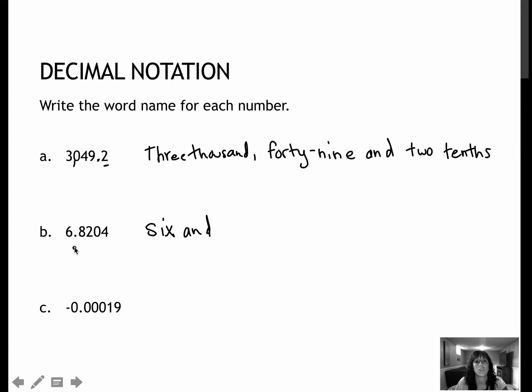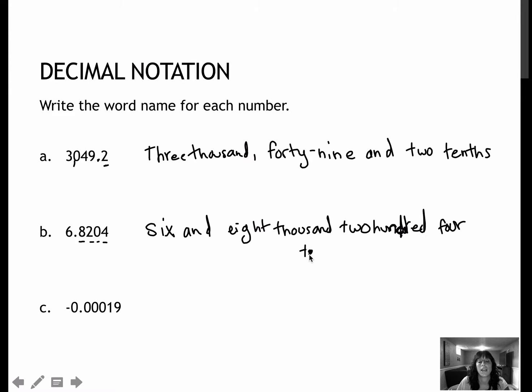My next number to the left of the decimal, I have 6, and that lets me know that's where the decimal is. To the right of the decimal, I have 4 decimal places. This is the tenths, hundredths, thousandths, 10,000ths. So on the right side, I'm going to write 8,204 ten thousandths.